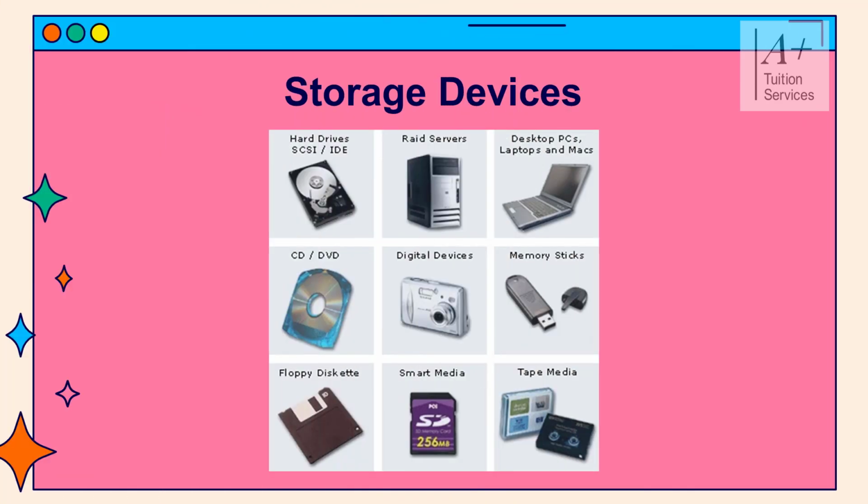Then we have what are called storage devices. Storage devices are used to store the information or what we have been working on a PC. Storage devices can be hard drives, RAID servers, desktop PCs, laptops, and Macs. They have storage devices within them: CDs and DVDs, digital devices, memory sticks, floppy diskettes, which as I said are obsolete, smart media such as memory cards, and tape media.